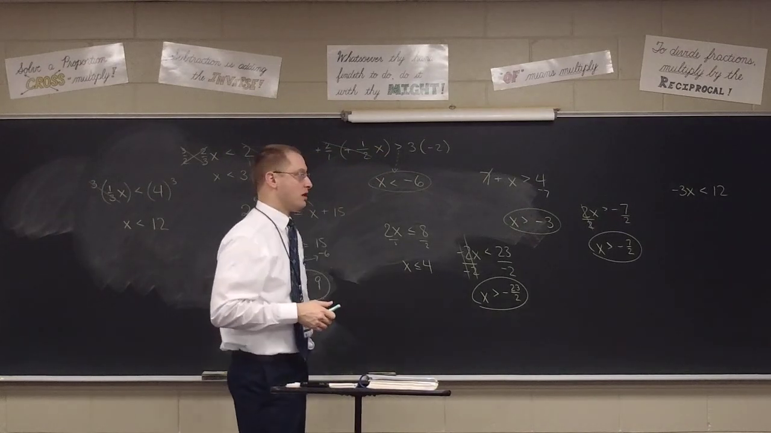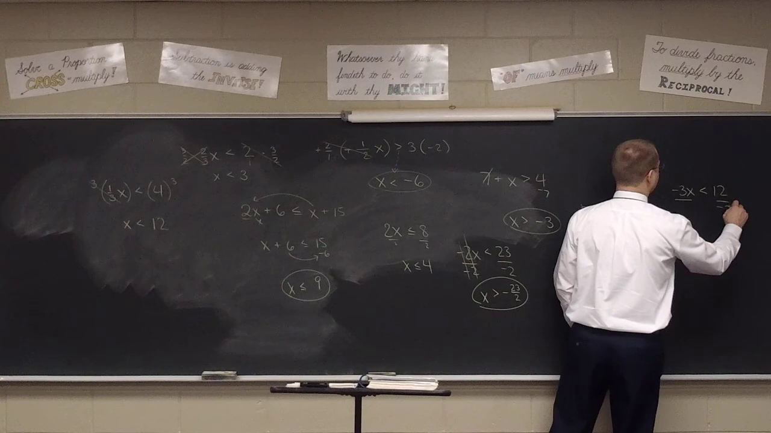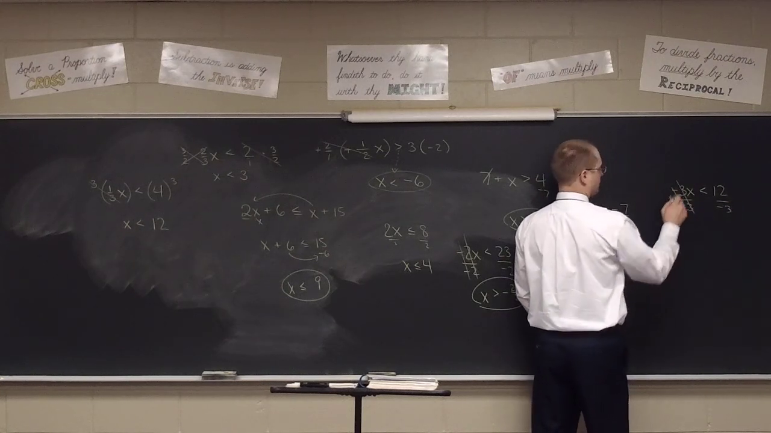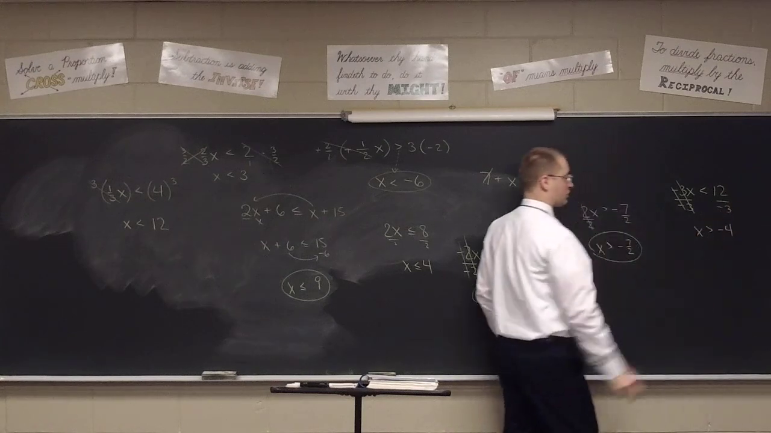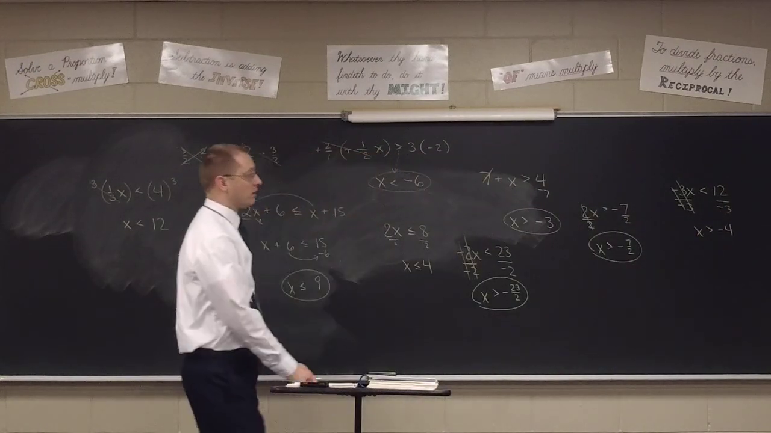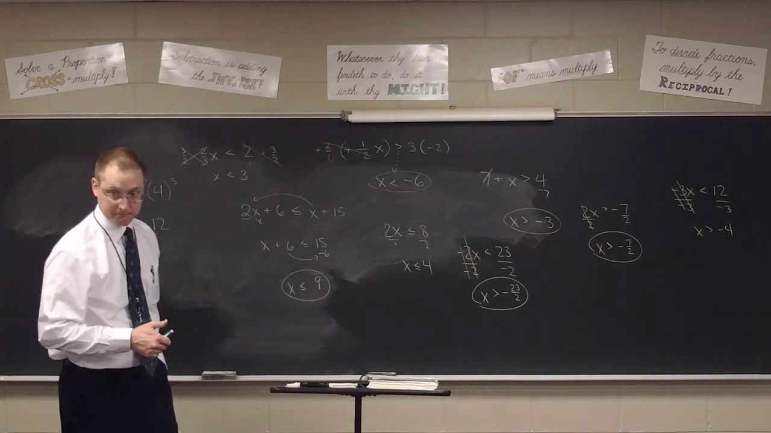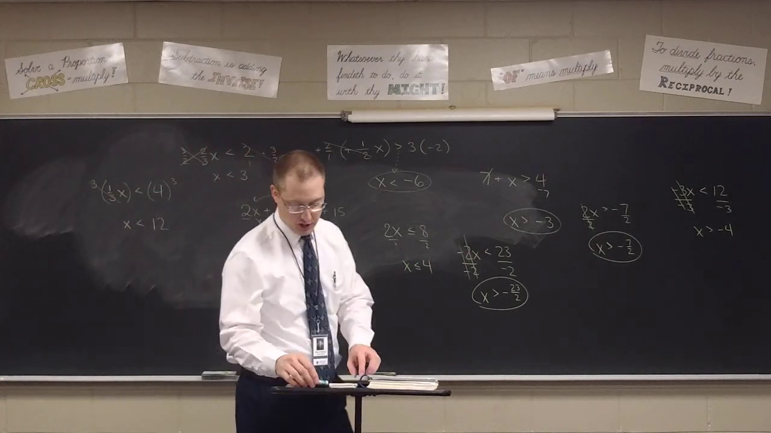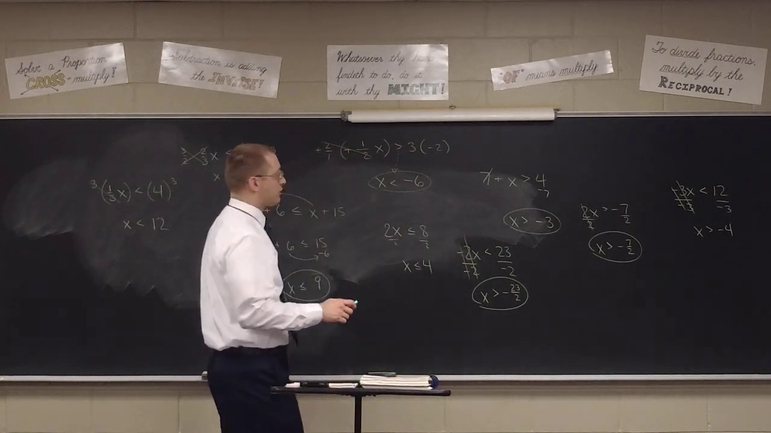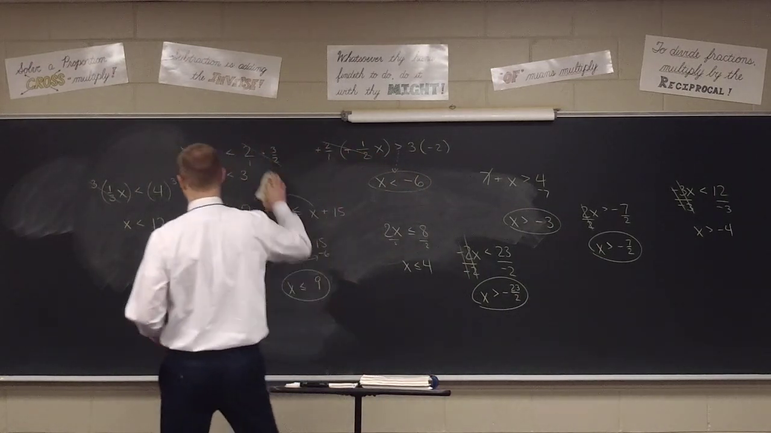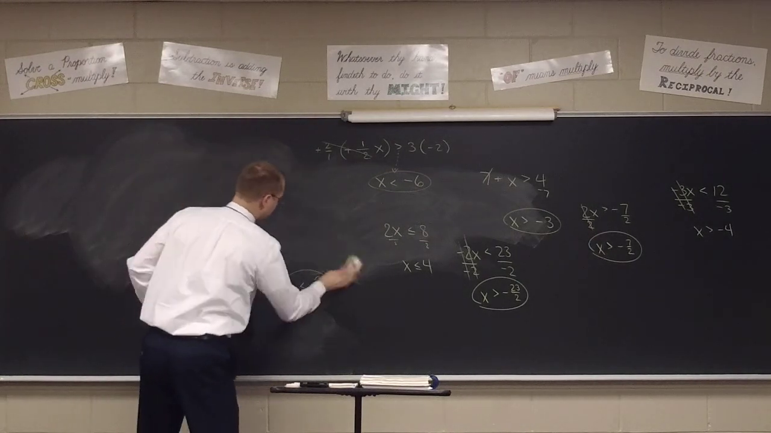What do we need to do here, Brecken? Divide each side by negative 3. What do we get for our answer, Brecken? x is greater than negative 4. Questions on solving inequalities. Look across the page at page 135. I want you to do numbers 5 through 8.